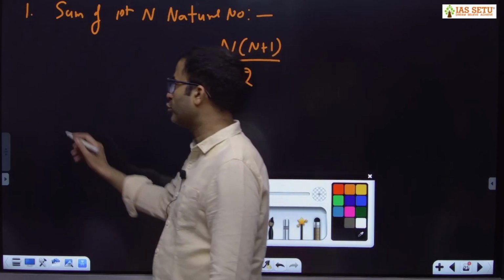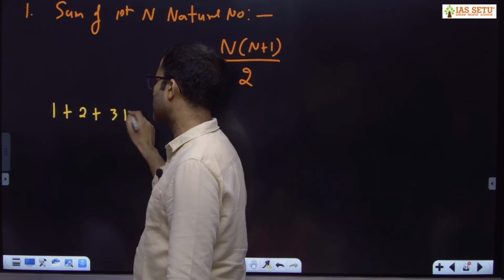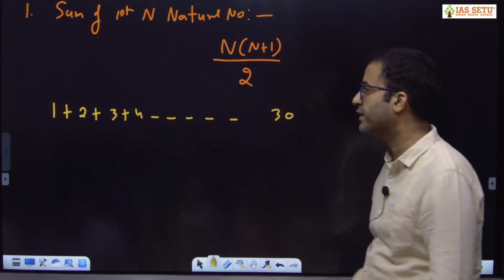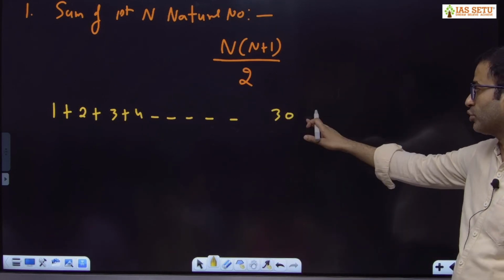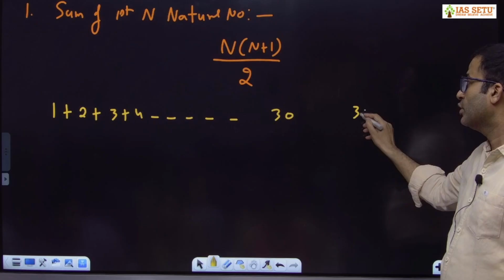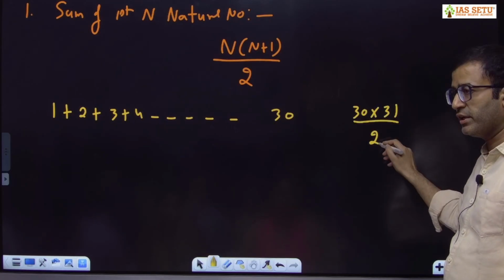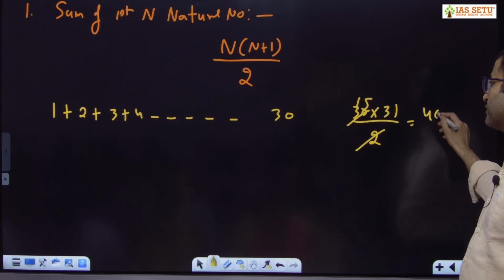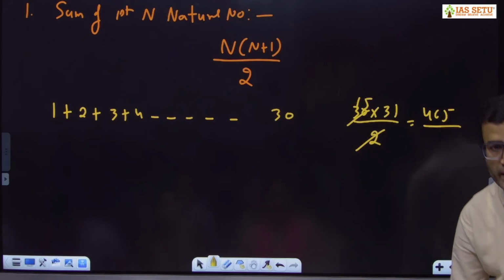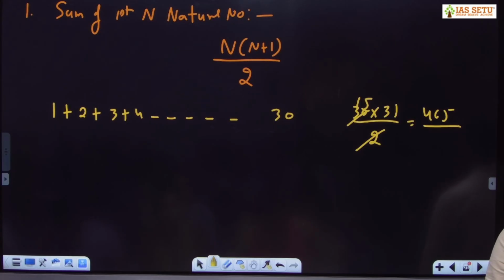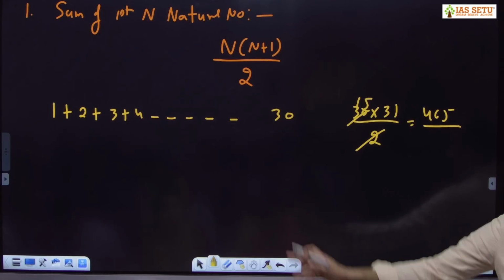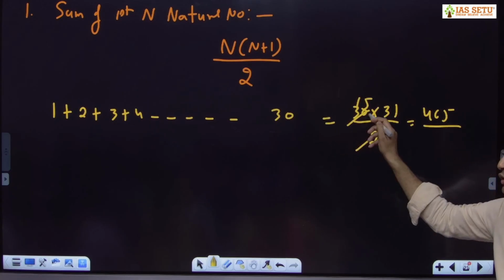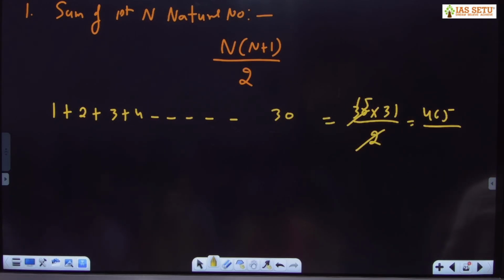I solved two questions for you, like 1 plus 2 plus 3 plus 4 up to 30. If it is asked what is the sum of first 30 natural numbers, you put the value of n as 30 here. So it is 30 into 31 divided by 2. So it is 15 into 31, which is 465. Either you have to add manually, but that is time consuming. We have a short trick, n into n plus 1 divided by 2. Now you try.